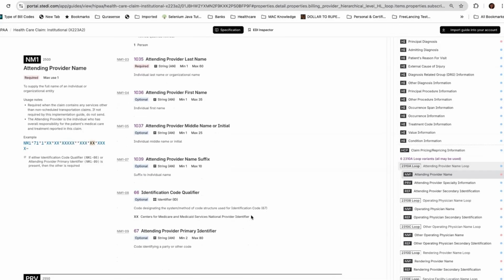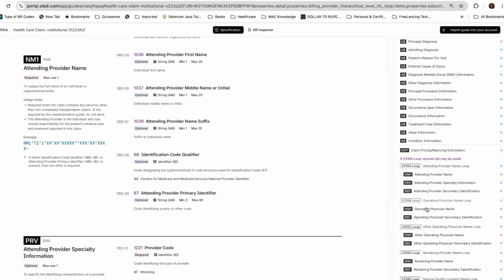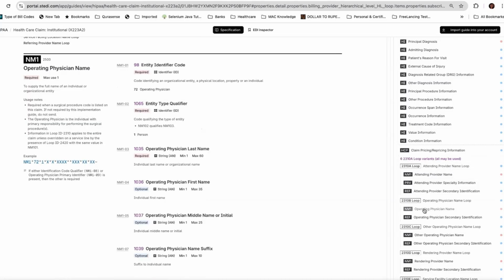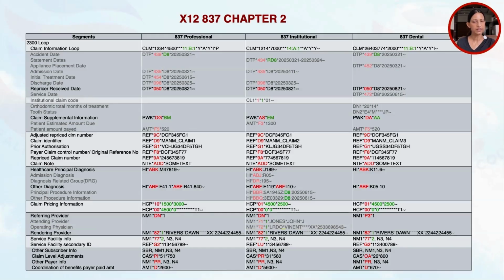NM109 will carry the ID of the NPI value. For the operating physician, the identifier code used is 72 in NM101. XX, again, as we already know, in NM108 is for identifying the NPI value, which goes in NM109.